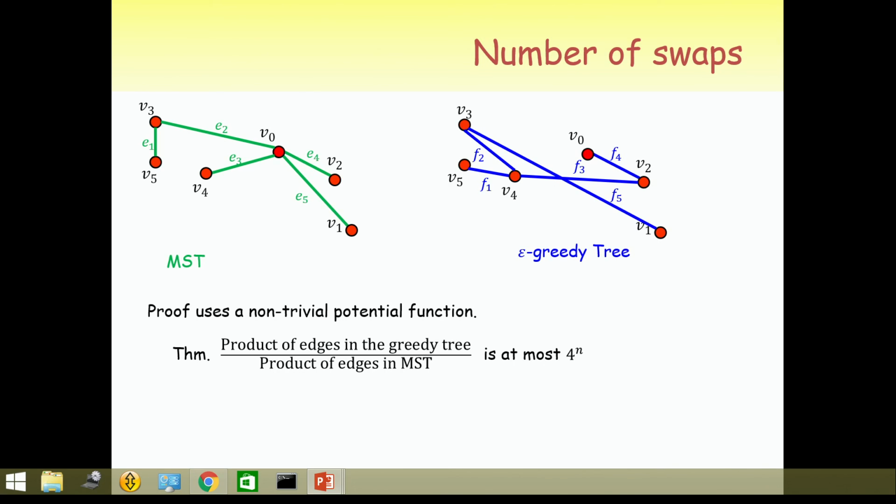Now if you look at this statement, I claim we are done. Why? Because each time you do your swap, what are we doing? We are reducing the numerator by some factor, because you're replacing an edge by a somewhat smaller edge. So each swap decreases the product by 1 plus epsilon, some constant factor, and so you cannot be doing this operation many times.